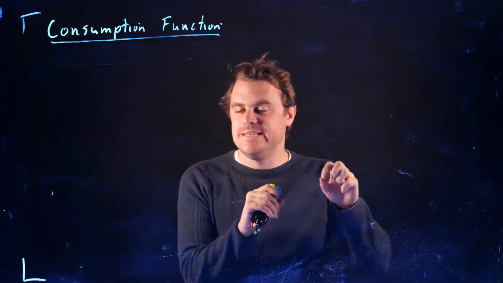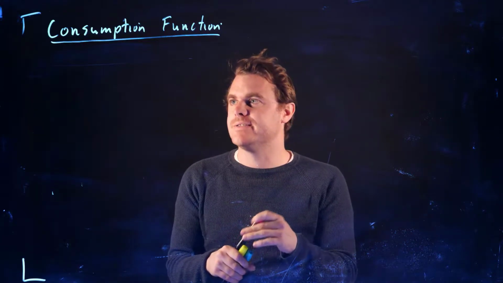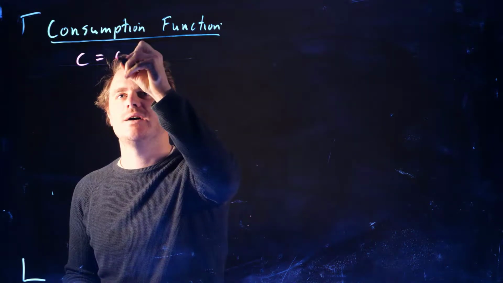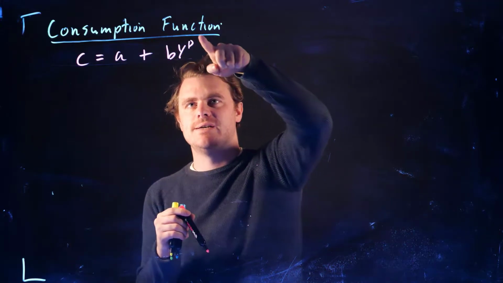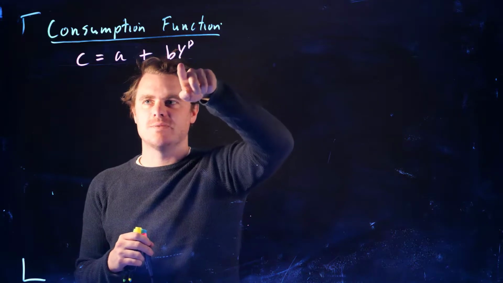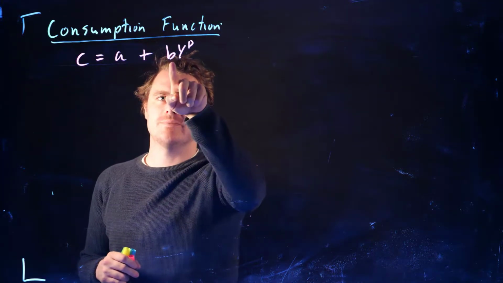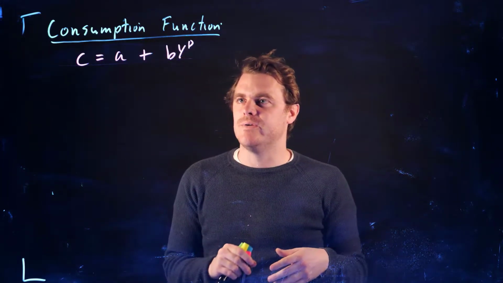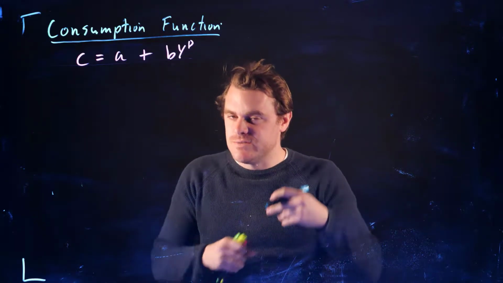Okay, so now we have an idea of how changes in disposable income are going to change our desired consumption. That induced part, remember we had C equals little a plus b times YD, and we talked about how a $1 increase in disposable income would increase desired consumption expenditure by b, which would be between 0 and 1. So now let's talk about the other factors.